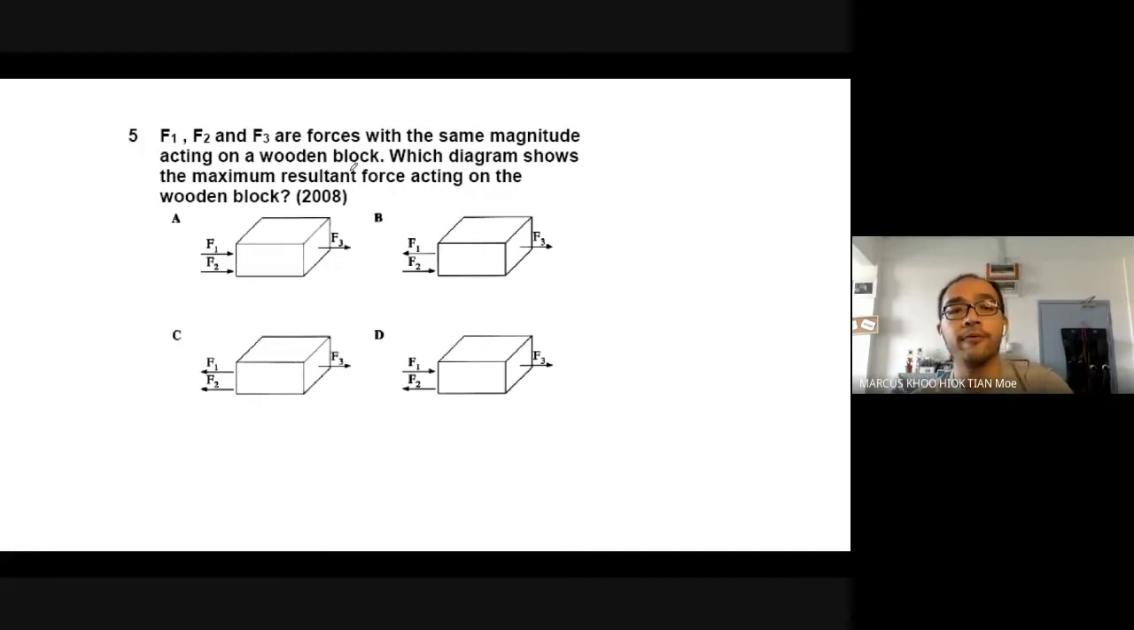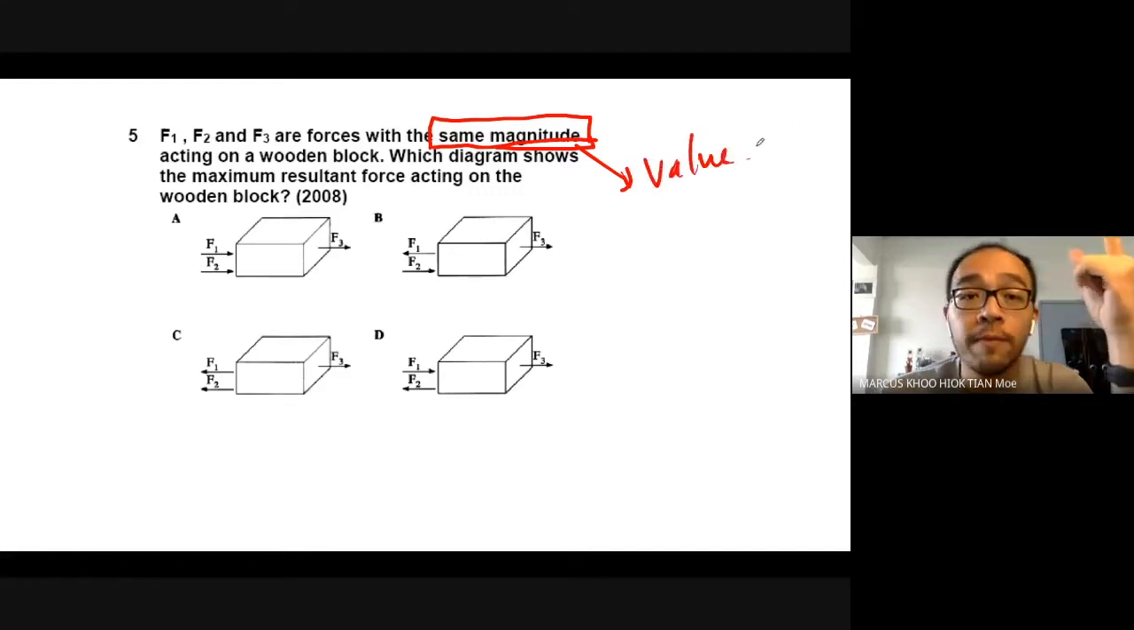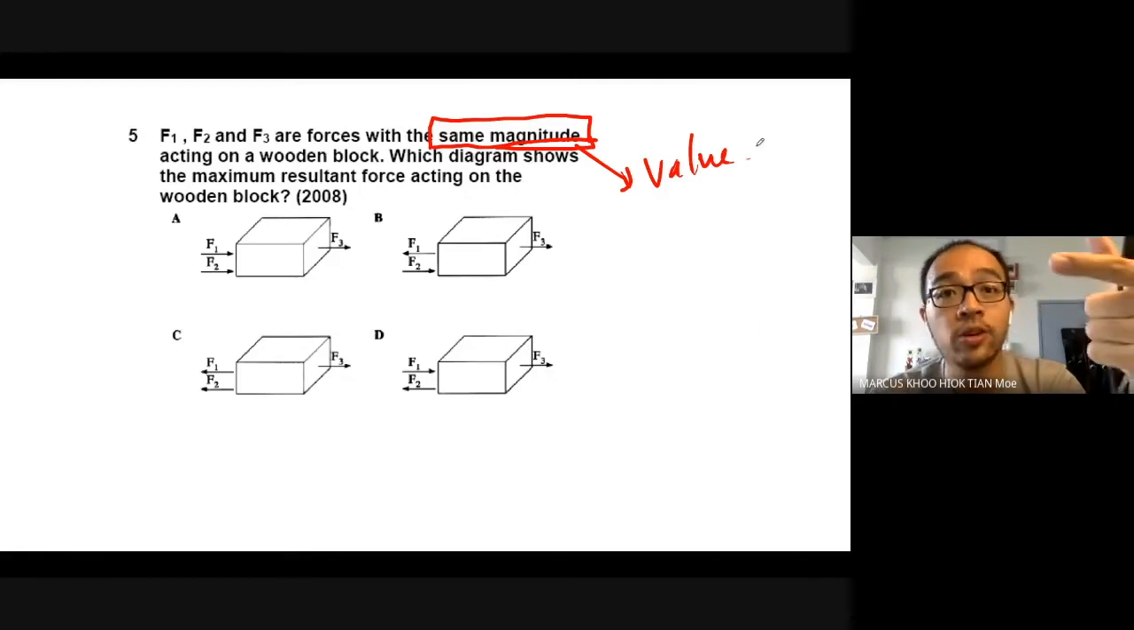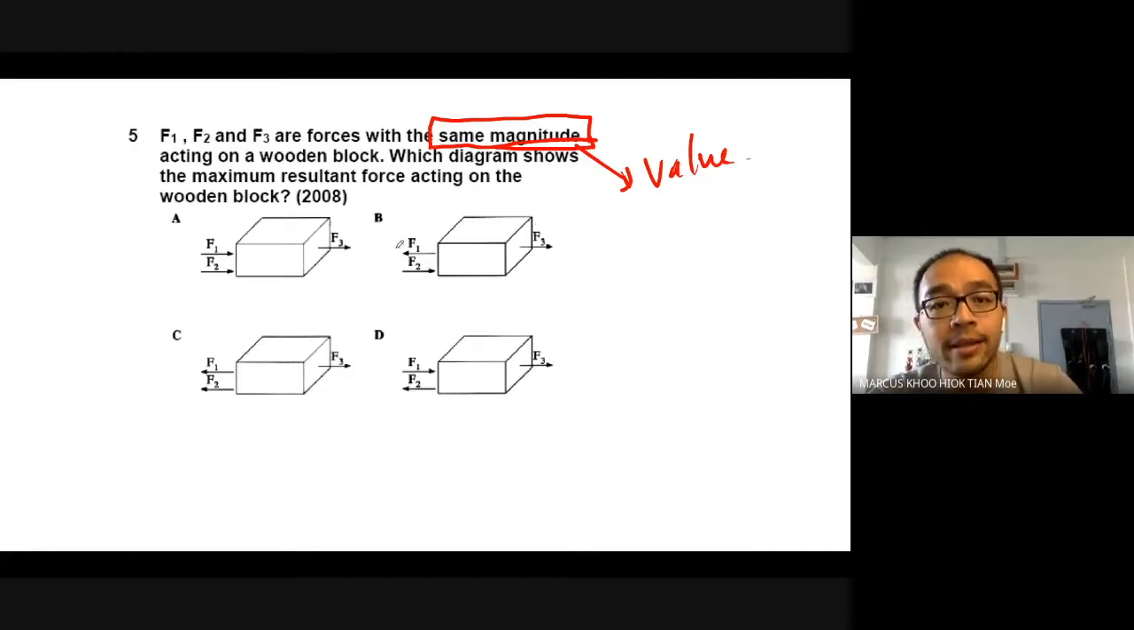All right, number 5. F1, F2, F3 are forces with the same magnitude acting on the same block. Same magnitude means what? Can anybody tell me the meaning of the words same magnitude? Everybody wants to Google the answer. Magnitude basically is just a value. If you remember in chapter 1, all physics quantities are scalar quantities and vector quantities. Both scalar and vector quantities have magnitude. The only difference is vector quantity has direction. So same magnitude means if F1 is 10 newtons, F2 is also 10 newtons and F3 is also 10 newtons, except that the direction is different.